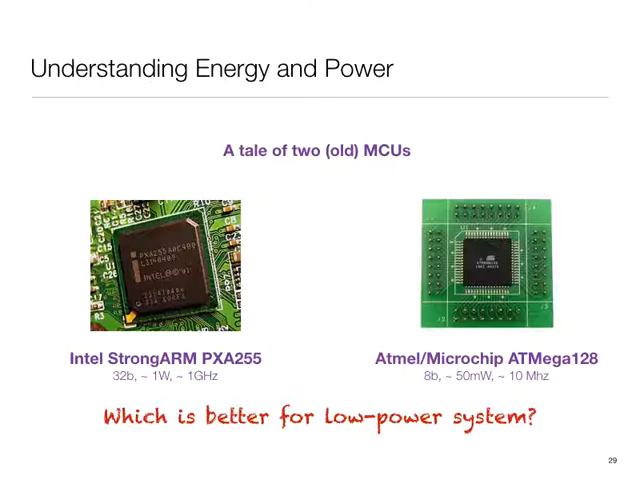The energy and power issues are oftentimes a lot more subtle, and you have to keep that in mind. This is an example of two very old processors, just to make a point. One is a 32-bit processor, consumes a watt, runs at a gigahertz. It's an old embedded processor from Intel. Another is what is used in early Arduinos. It's 8-bit, 50 milliwatt, 10 megahertz. The question is, which one is better? They're obviously very vastly different beasts. This one consumes 1 watt, and this one just 50 milliwatt. If I'm designing a system which needs to be energy efficient, what would you use?